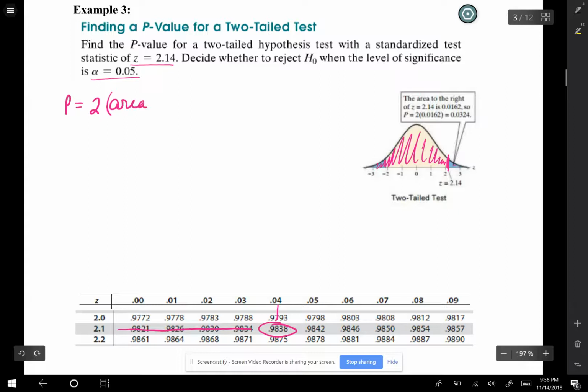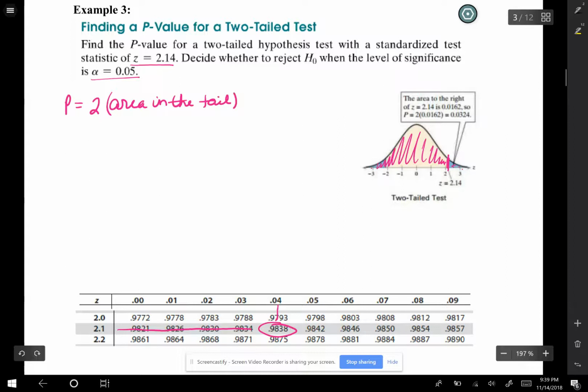So the area we're looking at, p is going to be 2 times the area in the tail, because we have a right tail and a left tail, so we're going to find the area in the tail and then double it. Instead of having to work the problem twice, we'll just double the area because they match. So p equals 2 times the area in the tail.